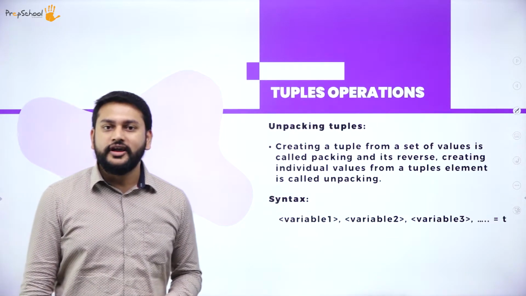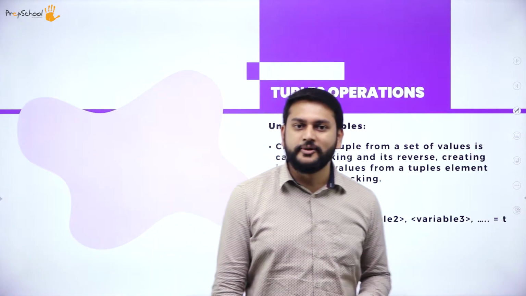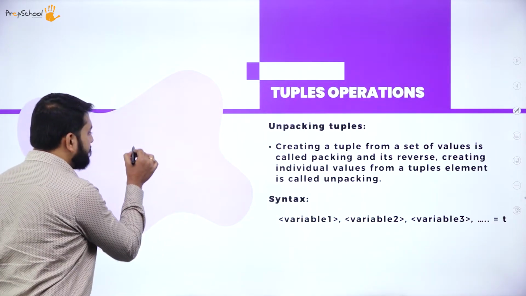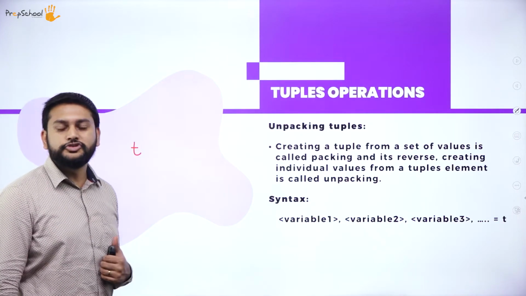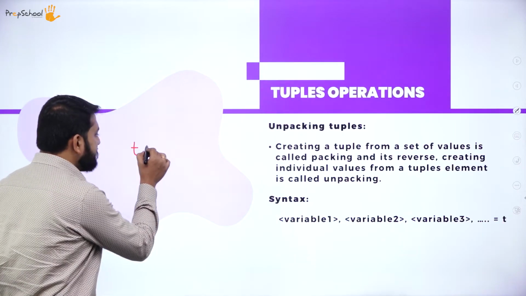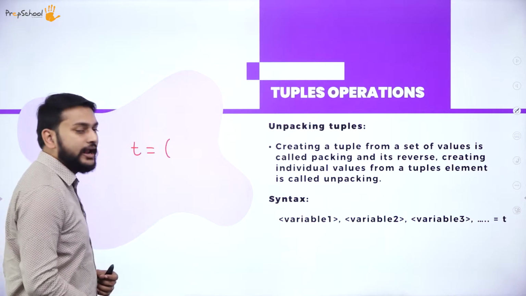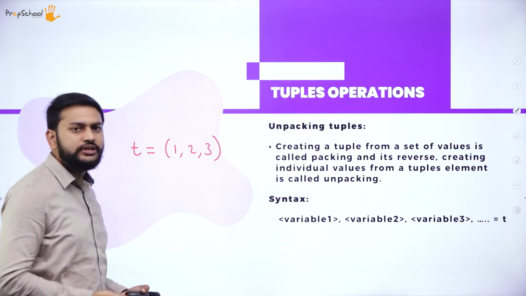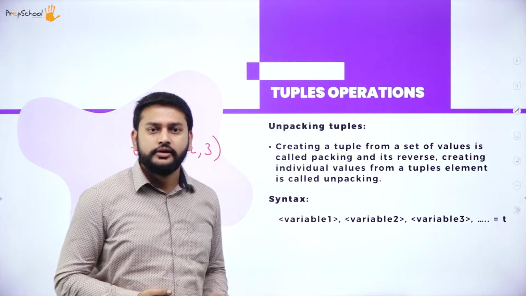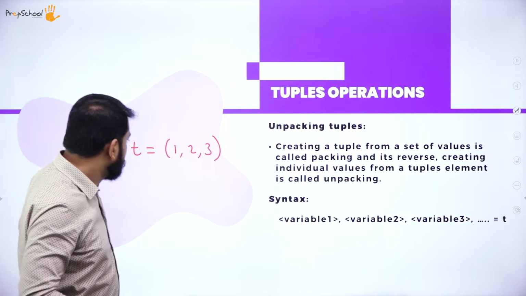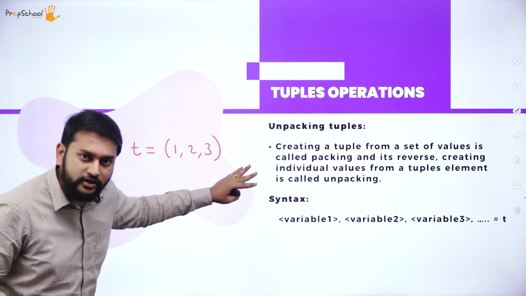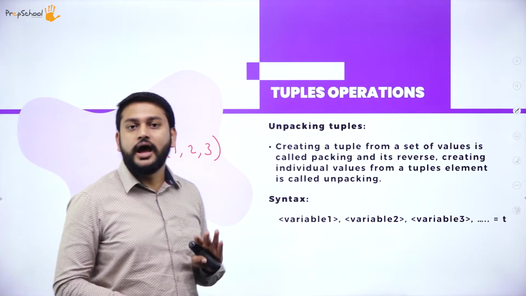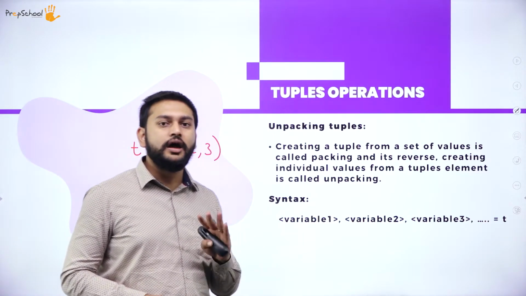unpacking. That's one of the important things that you need to remember. So how do we create the tuple first of all? First we need to write the name of the tuple. Let's imagine my name of the tuple is T. Then is equal to, I'll write the parenthesis 1, 2, 3. This is how I usually create tuples. This is what we call packing. If you reverse the methodology, that is what I will call unpacking.